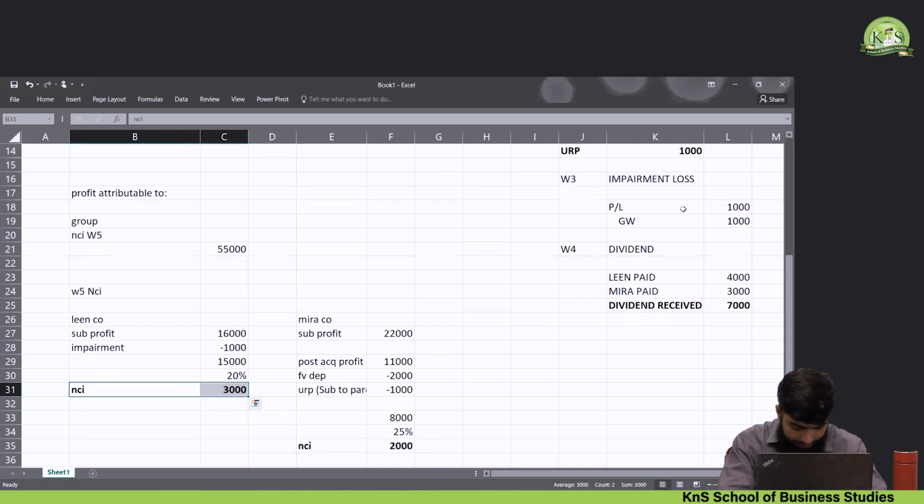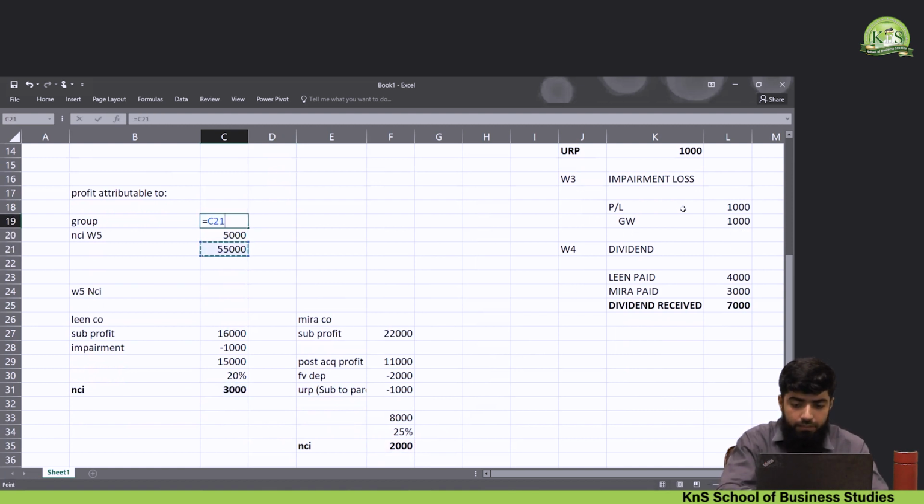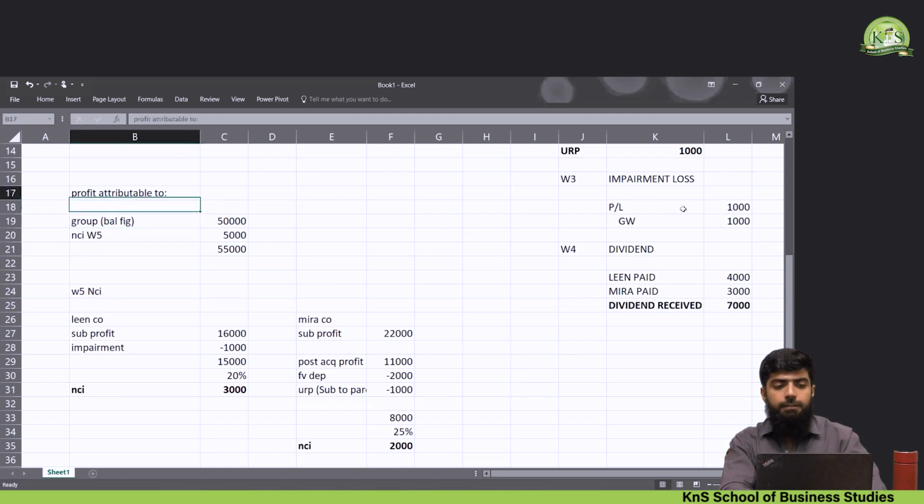And that 3,000 is the NCI of Lean company. If we add up both the NCIs, 3,000 plus 2,000, the balancing figure would be the group profit. Is it clear? That was the consolidated P&L of multiple subsidiaries.